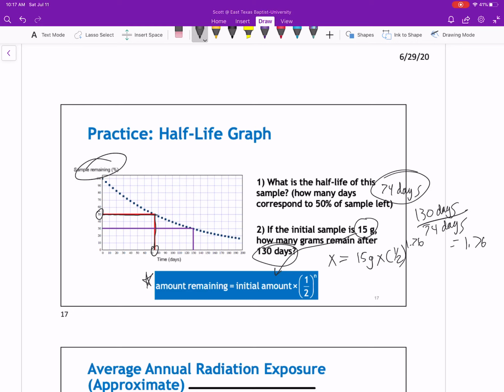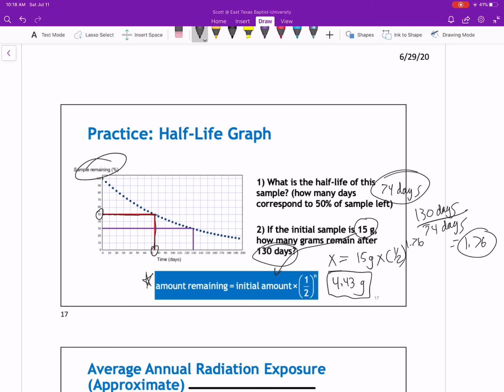And so now I'm going to do the math. 0.5 raised to the 1.76. Got about 0.295 times 15. So I got 4.43 grams would remain after that 1.76 half-lives. And hopefully that makes sense. Half of 15 is going to be 7.5. And we went almost 2 half-lives. And so hopefully that amount makes sense, okay?